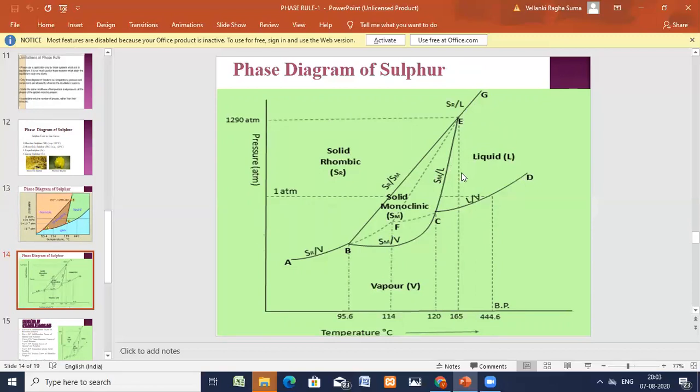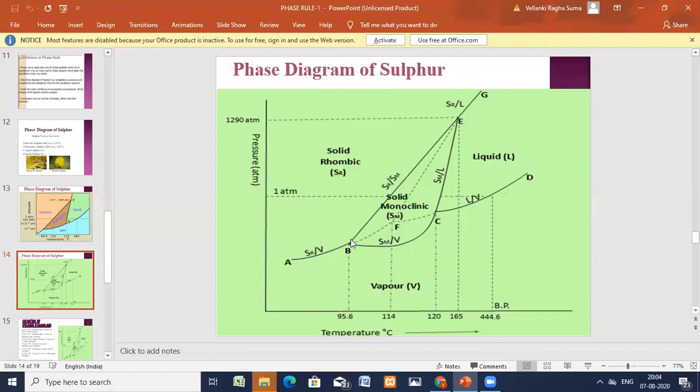Now the areas are completed: 1, 2, 3, 4 areas. Rhombic sulfur, monoclinic sulfur, liquid sulfur, vapor sulfur. Now we'll see the curves, how they are in equilibrium. Later on, I'll explain in more detail. On the AB curve, SR is in equilibrium with vapor sulfur. Rhombic sulfur is in equilibrium with vapor sulfur.